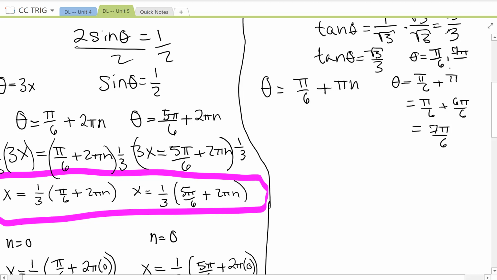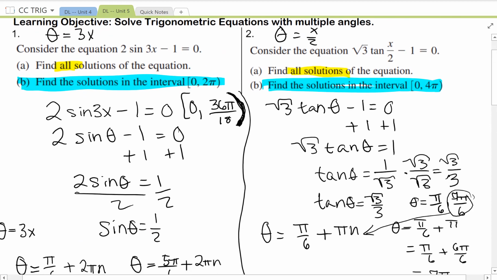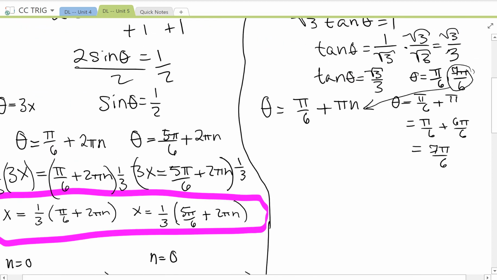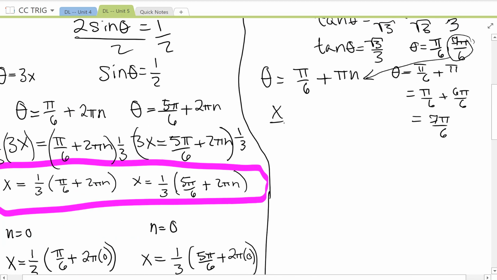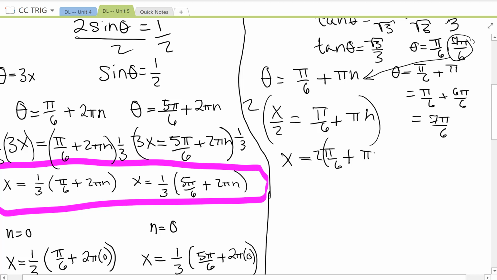Seven pi over 6 is embedded in this expression, okay? Full coverage right there. But this expression is an expression for theta, and we started off with an x, so we need to substitute in that x over 2 for theta. X over 2 is equal to pi over 6 plus pi n. Now we will multiply both sides by 2 to get x equals 2 times pi over 6 plus pi n.